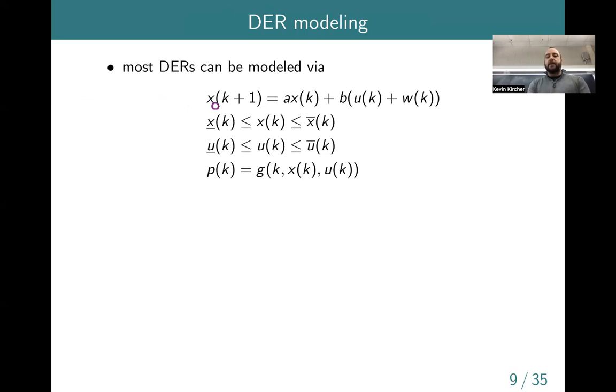So we have a first order linear discrete time dynamics equation here. And then we have a bunch of linear constraints on both the state x and the action u. And then we have, in general, a nonlinear function g that maps the state and the action into the electric power, which is usually what we care about when we talk about the economics and other objectives in DER optimization.